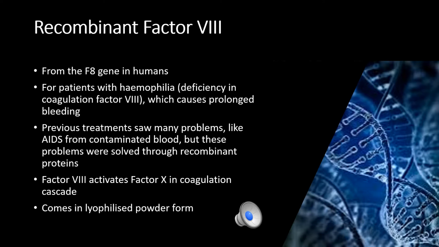The last example I would discuss is recombinant factor VIII. Factor VIII is a blood clotting protein and is coded by the F8 gene in humans. It is used for patients with hemophilia A, which is a deficiency in coagulation factor VIII causing prolonged bleeding. Factor VIII activates coagulation factor X, which results in the formation of fibrin clots. Previous treatment used plasma derivatives, and there were many problems with this approach, where many patients were infected with AIDS through contaminated blood. Currently, however, recombinant factor VIII comes in lyophilized powder form and has overcome these previous issues.